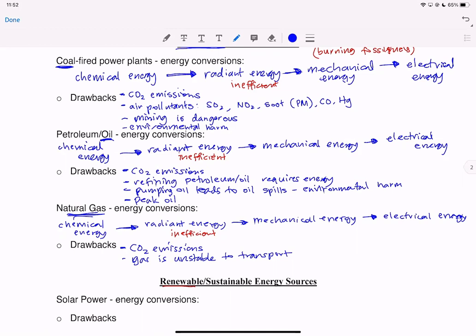Being in the gas form, natural gas is very explosive. And we've seen that natural gas is also invisible. When there have been natural gas leaks, like here in LA, in a neighborhood called Porter Ranch, that can cause a local explosion unknowingly because it's invisible. And so this is unstable to transport.